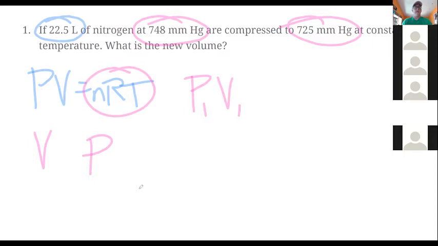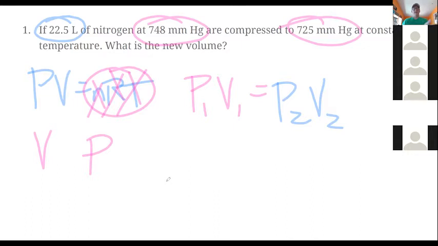And so nRT is all going to be constant. The number of moles doesn't change. R doesn't change because it's a constant. And T doesn't change because it doesn't change here either. So we know PV equals P1 V1, which is also going to be equal to P2 V2, because they're both equal to the same thing.